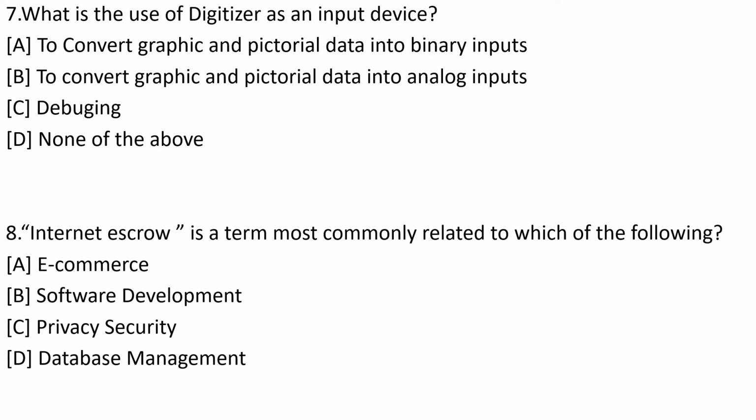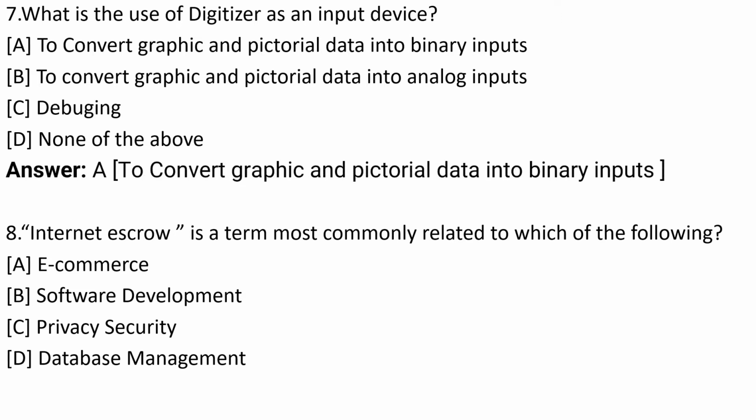Question number 7. What is the use of digitizer as an input device? Option A, to convert graphic and pictorial data into binary inputs. Option B, to convert graphic and pictorial data into analogous inputs. Option C, debugging. Option D, none of the above. And the answer is option A, to convert graphic and pictorial data into binary inputs.